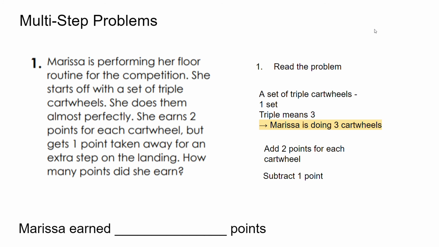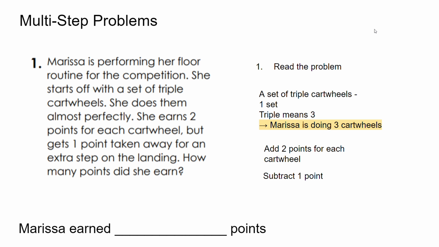Okay, so that's everything that we know. We know that Marissa is doing 3 cartwheels. We know she gets or adds 2 points for each cartwheel. And then we know she messes up, so we have to subtract 1 point at the end. So let's follow our little instructions that we made. Add 2 points for each cartwheel. Well, how many cartwheels are we doing?